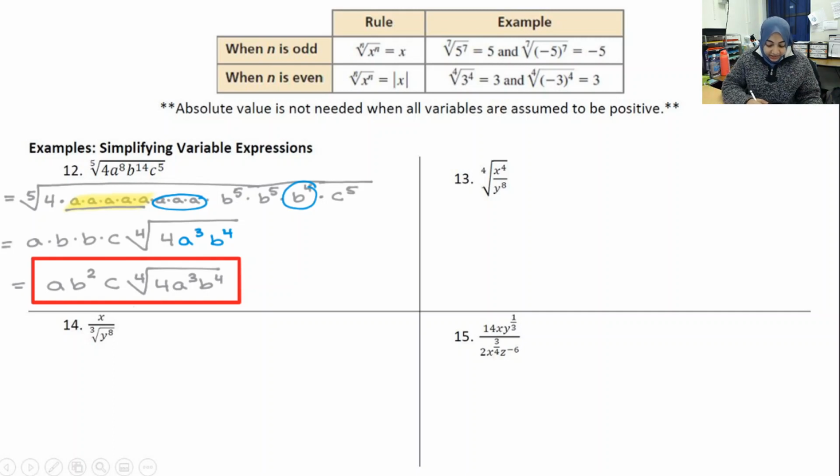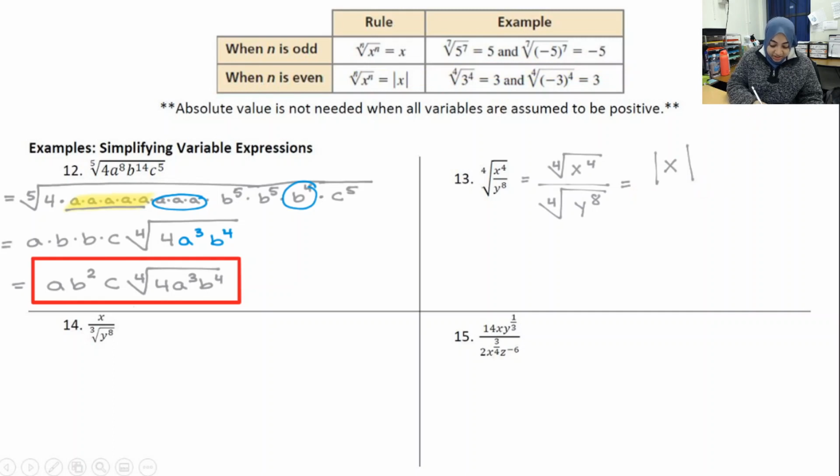All righty, next one, I've got the 4th root of x to the 4th over y to the 8th. Notice that this time it is an even root. So I'm going to actually rewrite this as the 4th root of x to the 4th over the 4th root of y to the 8th. And I know that the 4th root of x to the 4th is just x. However, I do need an absolute value because of this reason right here. And then the 4th root of y to the 8th.